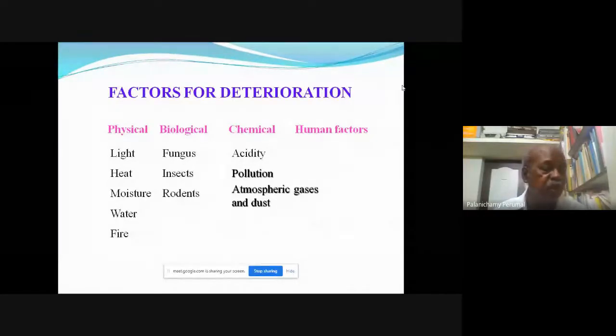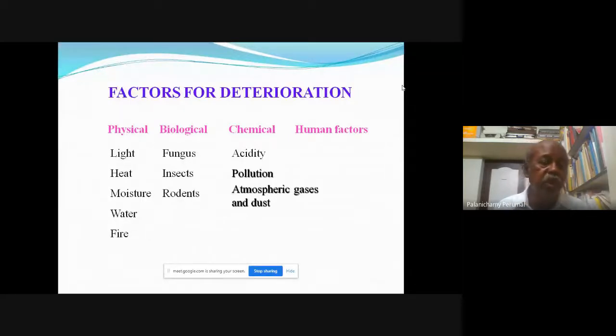Then heat is also very important. Every book, every paper must have some moisture content. It will be pliable, with no folding problems. If you have more heat, then it will be brittle. The direct sunlight also creates heat, and the general bulbs, some fluorescent and other bulbs also produce it. So we have to take care of the heat also.